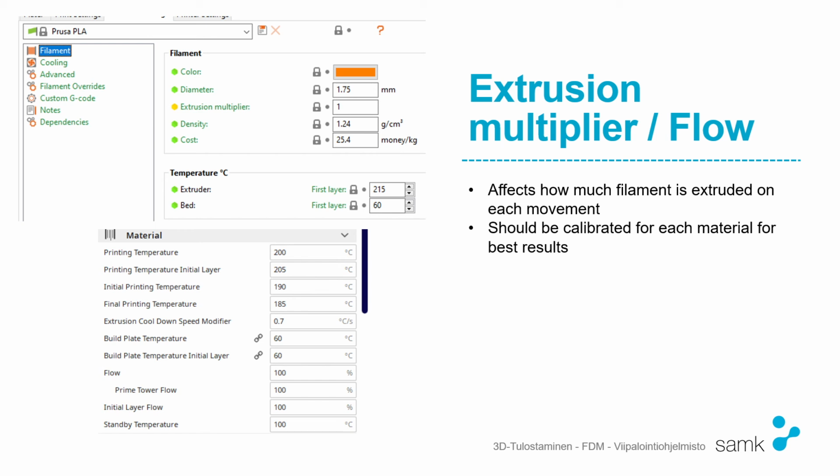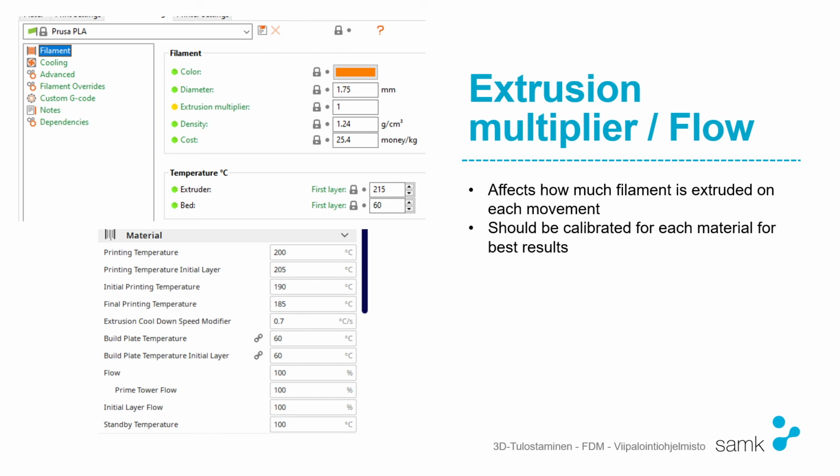But if we have an extrusion multiplier 1.1, then it will extrude 11 millimeters of plastic. So it will extrude that 1 millimeter of extra material. This setting exists because sometimes materials behave a little bit differently, or their diameters might be a bit off. So you can compensate the extrusion width of your 3D printer with this setting.